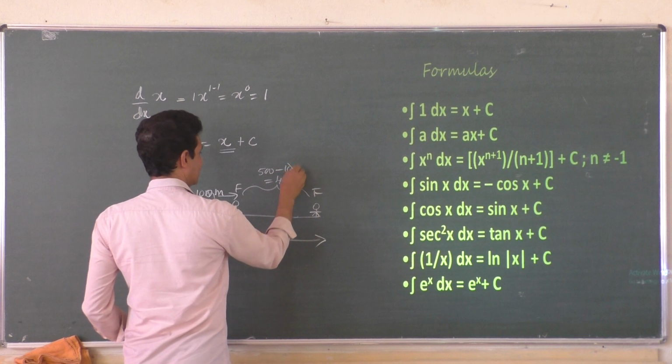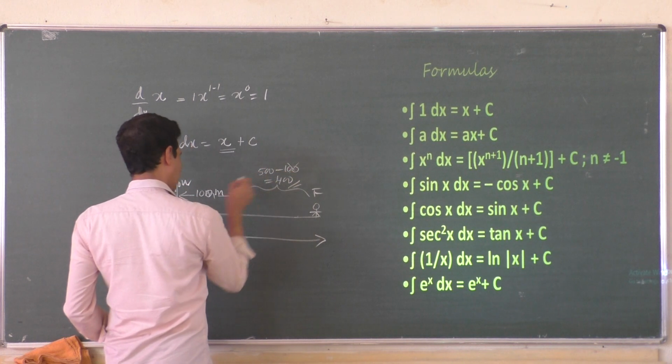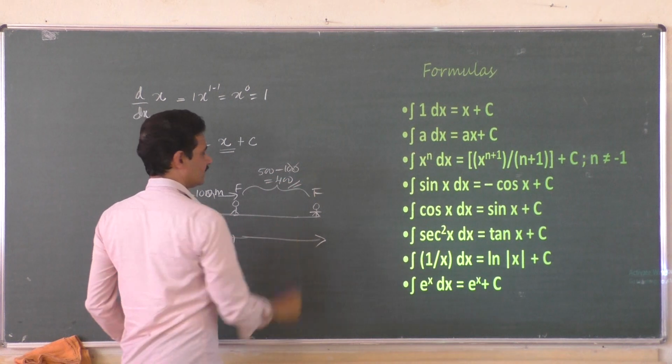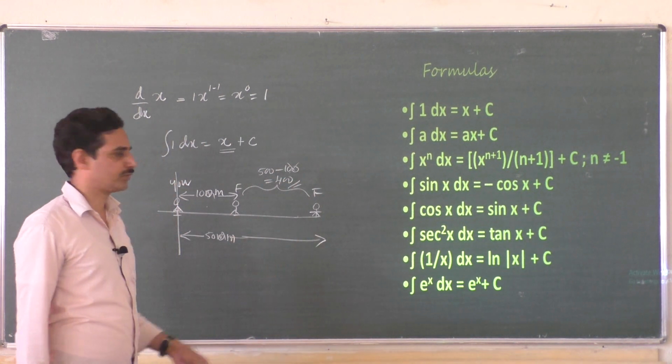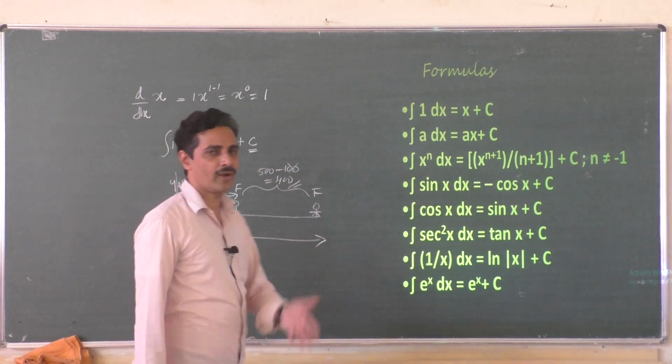So that gets cancelled, right? In 500 there is 400 plus 100. In 100 there is 100. So they get cancelled when you subtract it. So no problem from there onwards. That's why we don't write this constant. That constant is not needed.